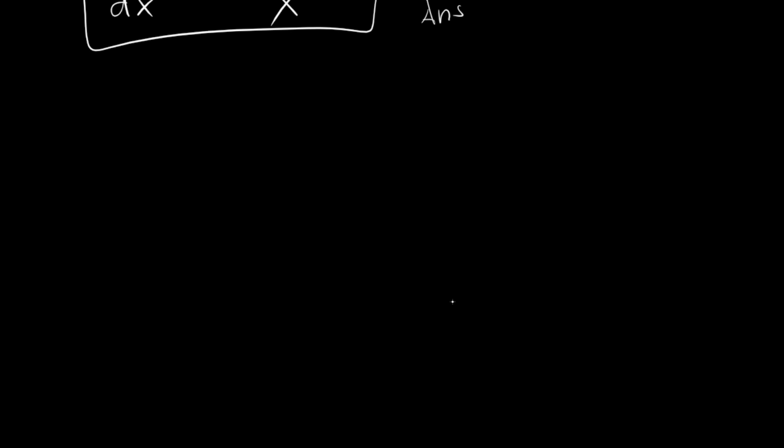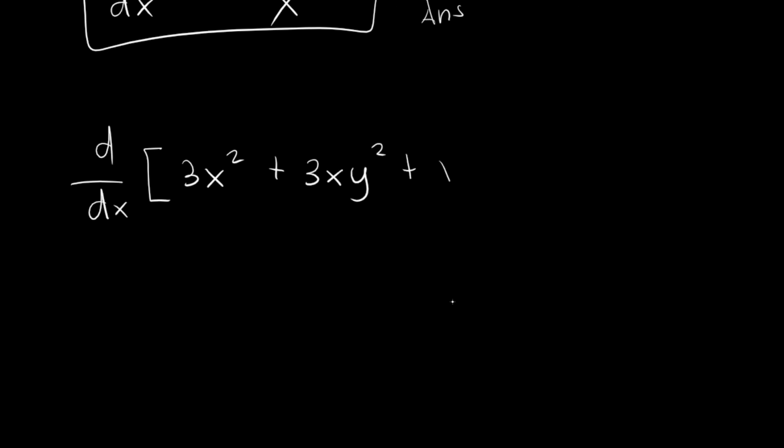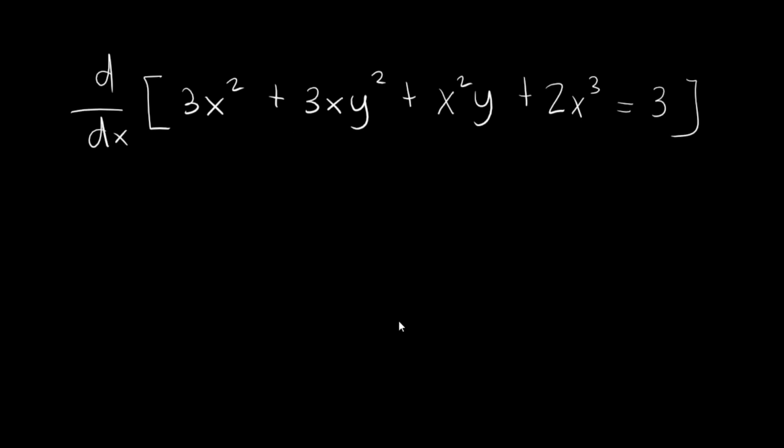So, again, another na medyo mahaba-haba para naman mahirapan tayo ng konti. 3x squared plus 3xy squared plus x squared y plus 2x cubed. Ay, ang dami ko namang 2x cubed. Kunwari ganun. Equals 3. Yan. Kunwari, yan na yung example natin. So, what will you do?